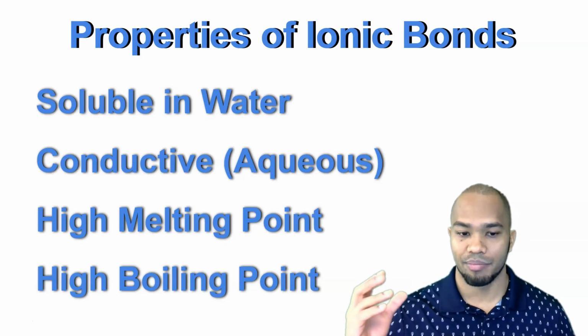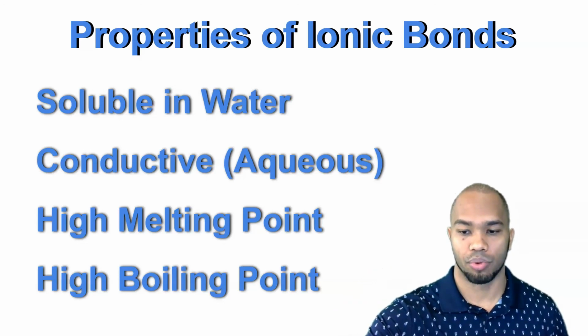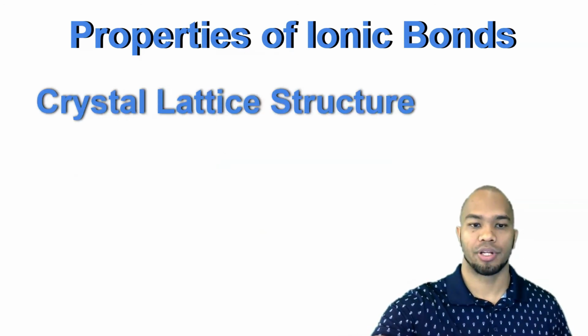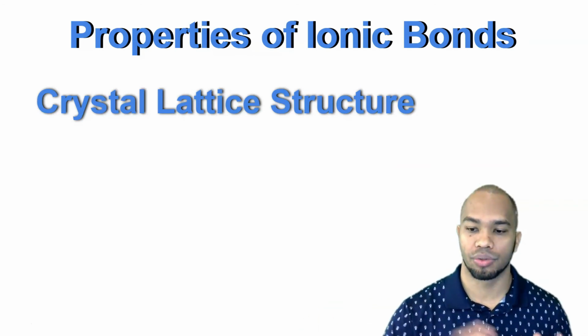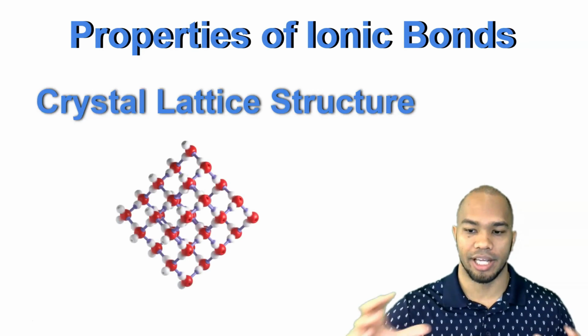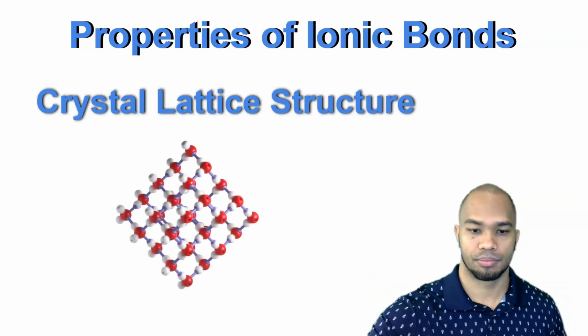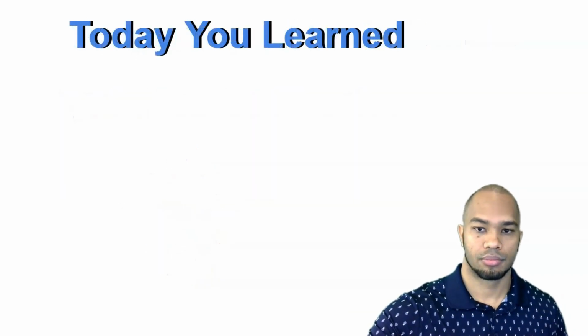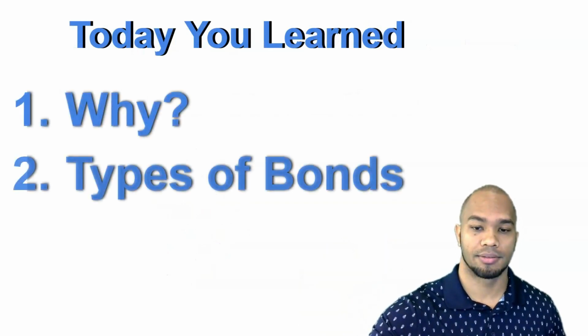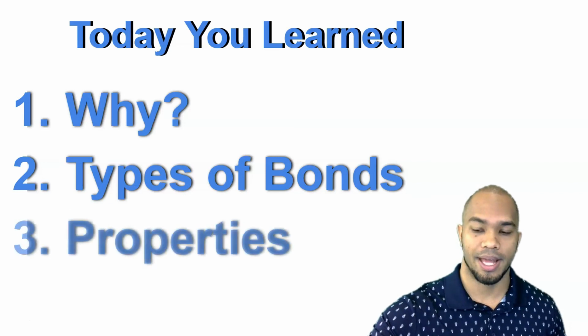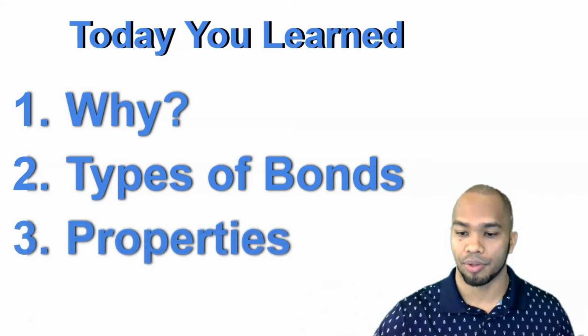They have a high melting point and a high boiling point. Now, the final property of ionic bonds is that their structure is known as a crystal lattice. So this is basically a repeating structure. Today you learned why atoms form bonds, the types of bonds, and the properties of bonds.